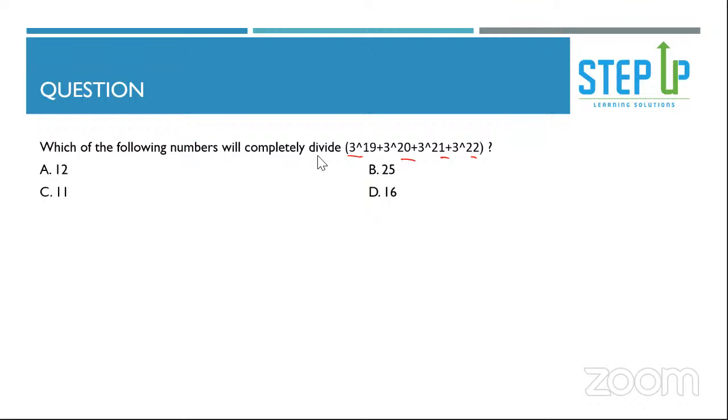So which of the following numbers will completely divide 3 to the power 19 plus 3 to the power 20 plus 3 to the power 21 plus 3 to the power 22? If I take 3 to the power 19 common, this will be what? 1 plus 3 to the power 1 plus 3 square plus 3 cube. Because when I take 3 to the power 19 out, 1 will remain; 20 minus 19, 1 will remain; 2 will remain; 3 will remain.